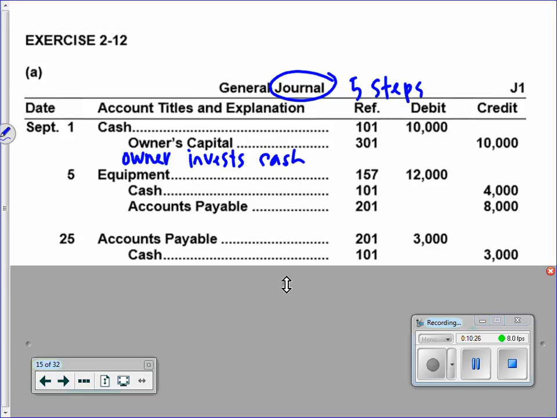So this would be an example of, okay, I'm not sure of the debit here. I know cash is going out, so I know cash has to be the credit. I've got to search for the debit. But just be careful that you still list your credit first.